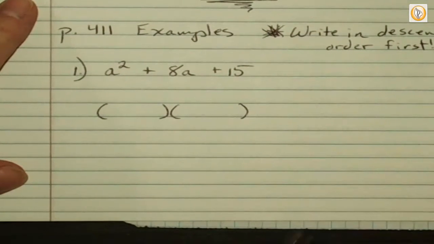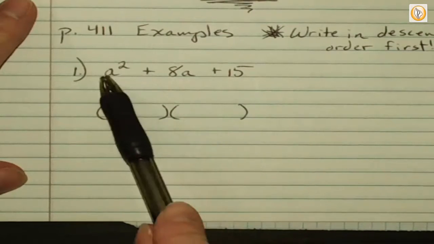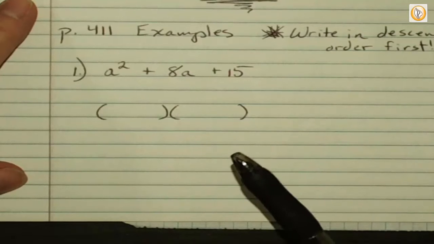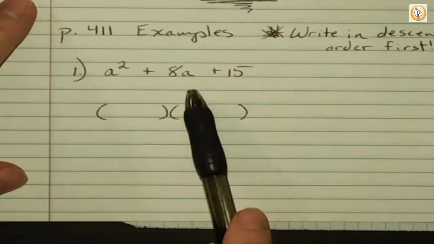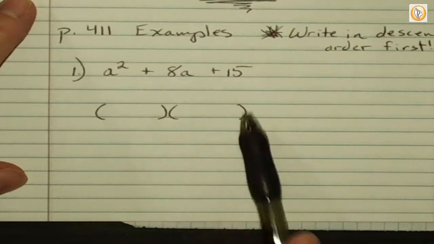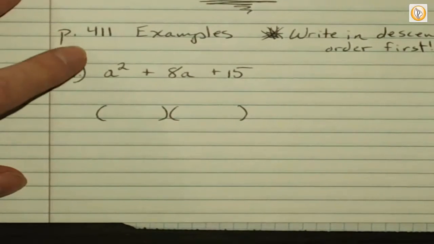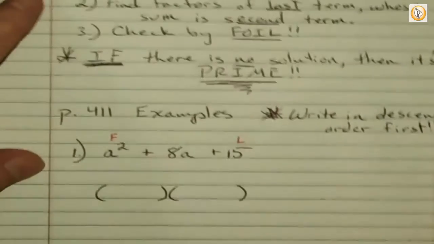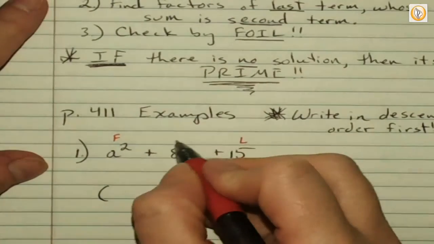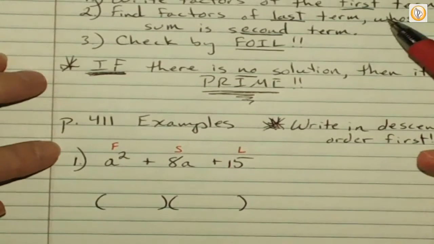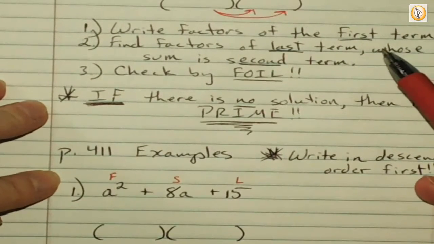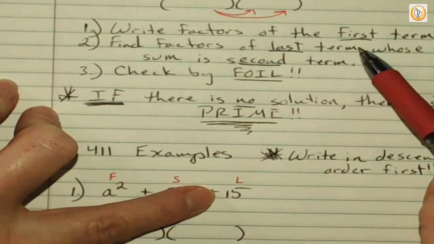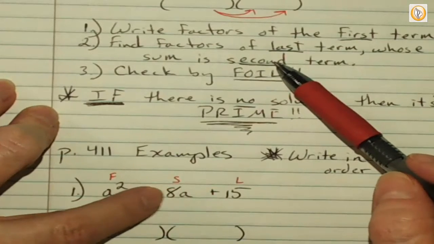Okay, so we're going to factor out stuff. Now, if you remember yesterday, we would find something that all 3 terms had in common, take that out, and then the rest we kept in the parentheses. Well, we don't have anything in common. That's where the FOIL comes into play. So, notice this is our first term. This is our last term. This is our second term. I'm going to put an S. Remember up here, write the factors of the first term. Here's our first term. Find the factors of the last term whose sum is the second term.